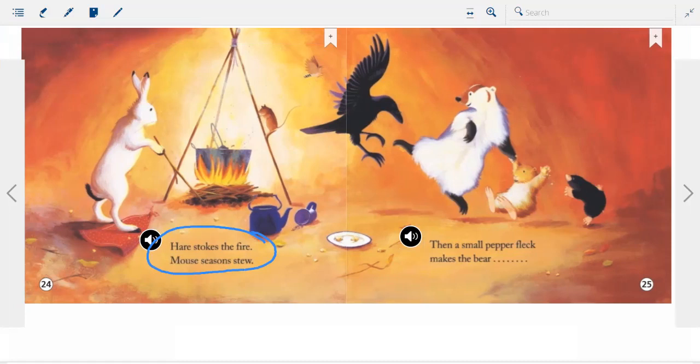So over here, it says then a small pepper fleck makes the bear. So we read that a small pepper flake is going to make the bear do something? I think maybe the pepper will make him do something different. So I predict that it might make Bear wake up. Let's see.